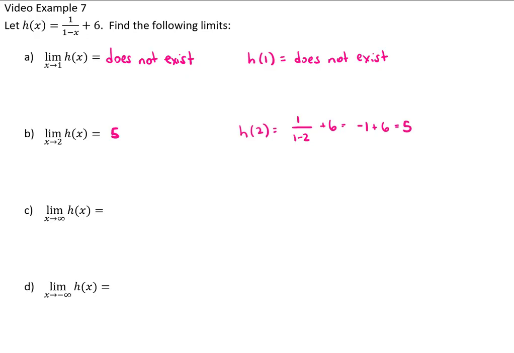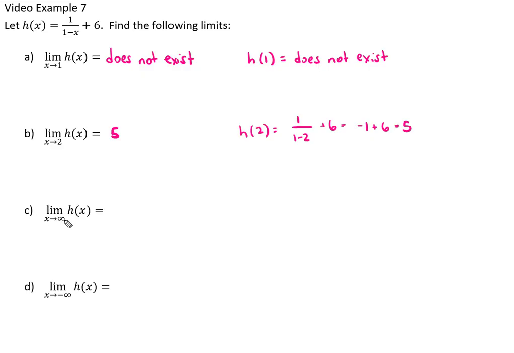Now in this case, we have the limit does not exist as well as the function did not exist at 1, but that's not always true. Sometimes we'll have that h of 1 does not exist, but we can still find the limit if we can find where that graph is headed on both sides.